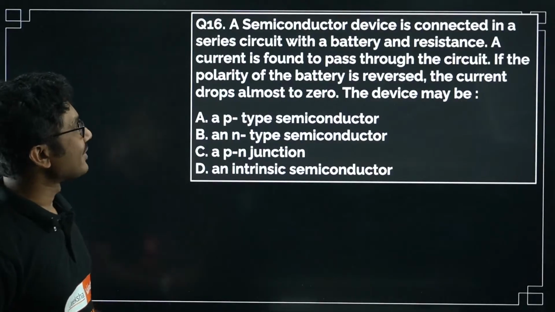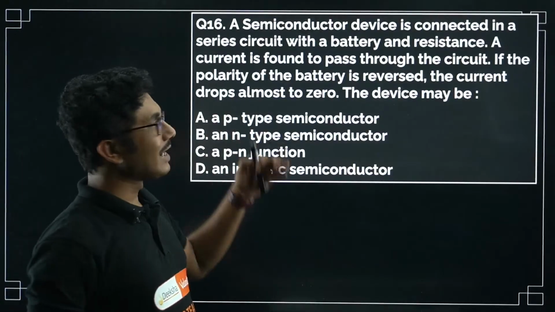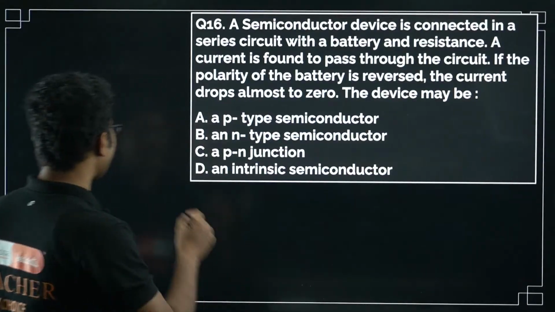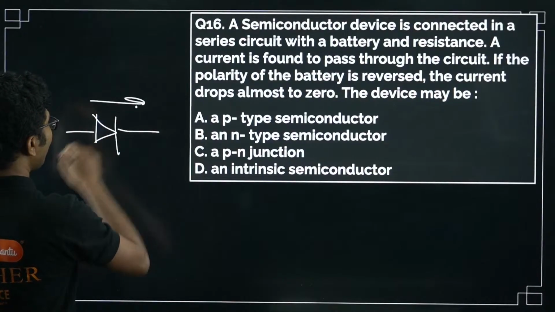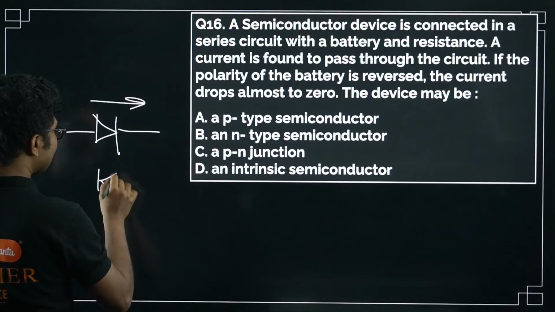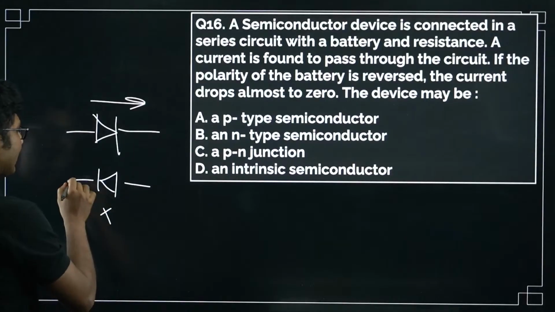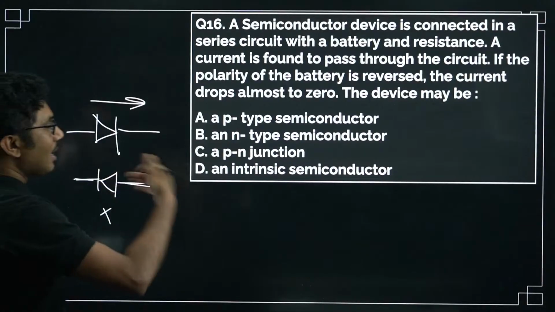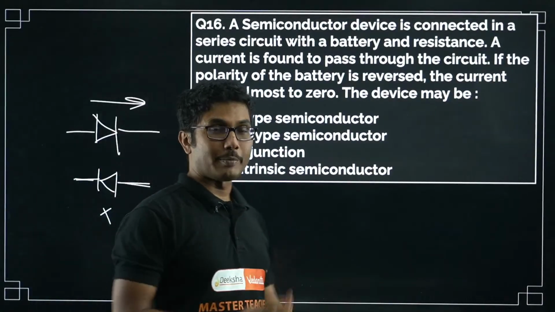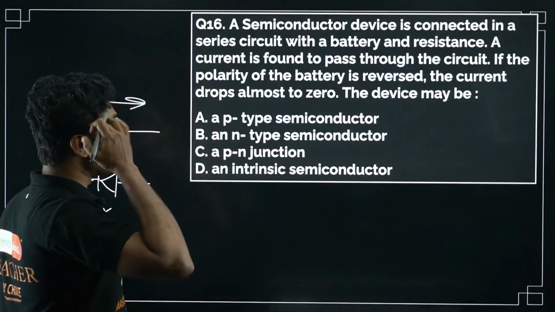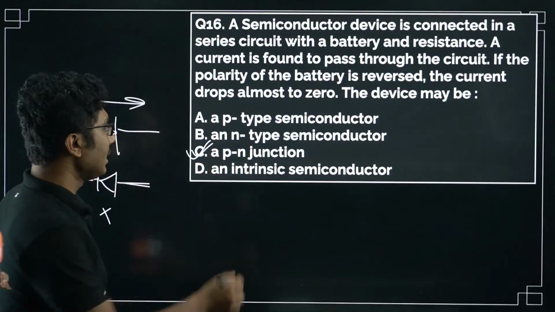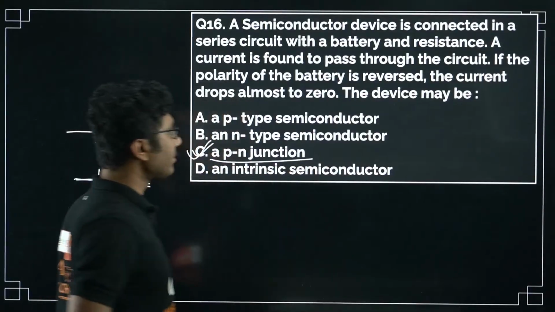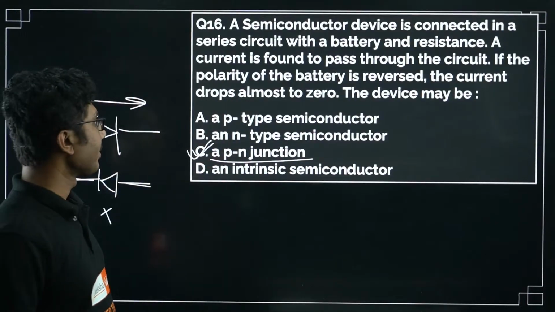Now let's see this question. A semiconductor device is connected in the circuit. If you connect a PN junction diode in forward bias, current will flow. If you connect it in reverse bias, the current will not flow. Changing the battery polarity means it was first in forward bias, and now if you reverse it, no current will flow. So definitely it's a PN junction diode, not a p-type, not an n-type.